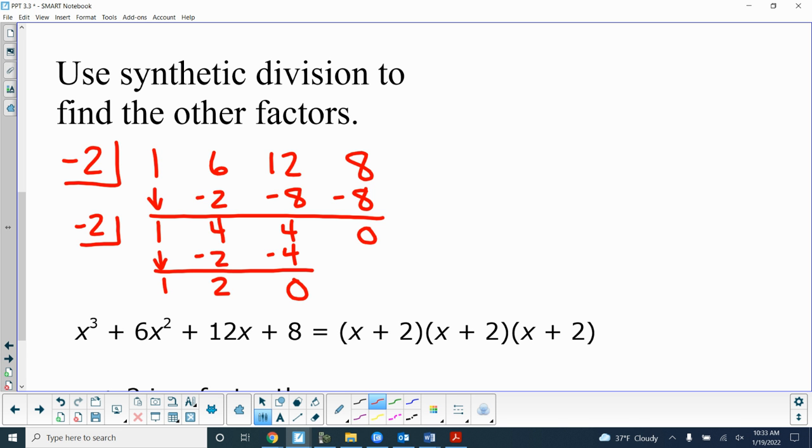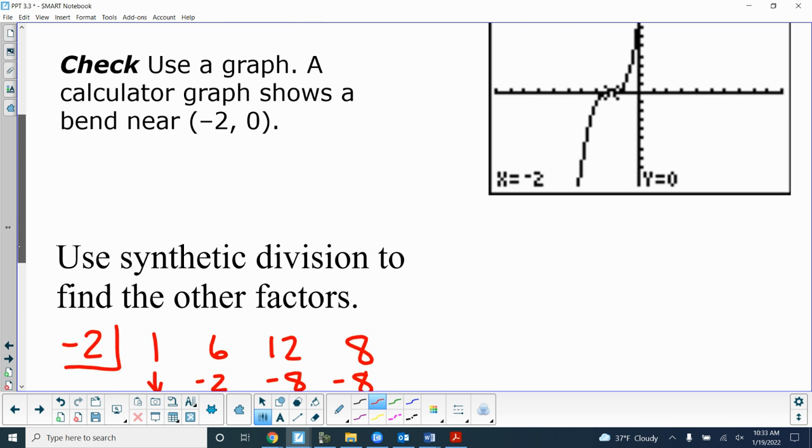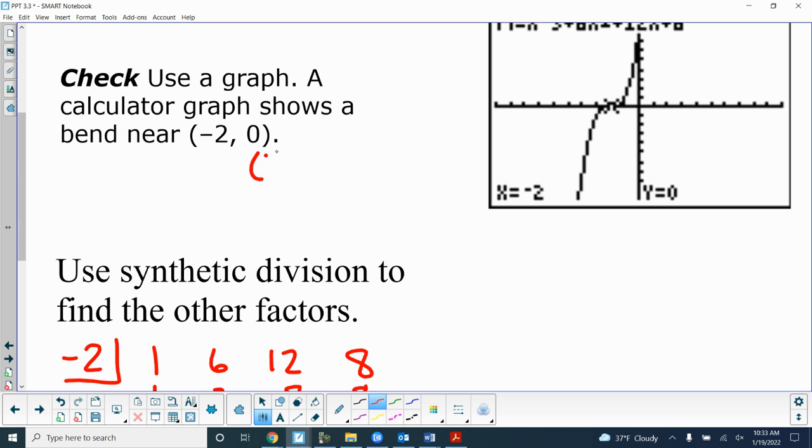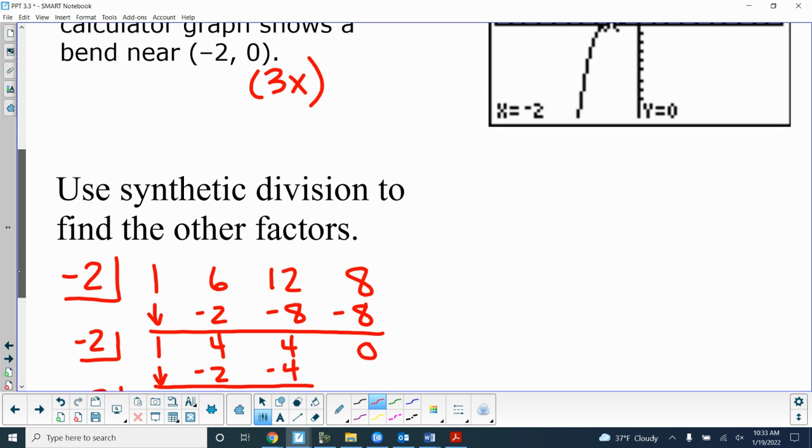Okay? So let's see if in fact it works a third time. That's what we're expecting because it bended as it crossed. -2 times 1 is a -2. Did I get 0 for remainder? Yeah. So my 0 works 3 times. Okay? So it has a multiplicity of 3.